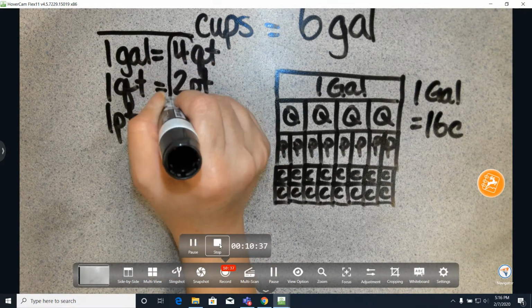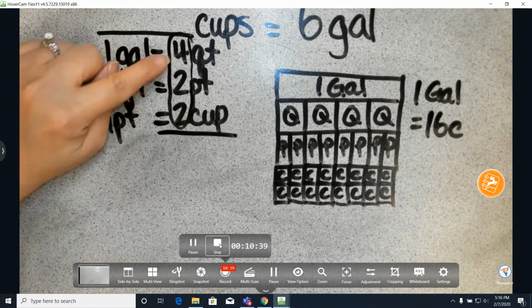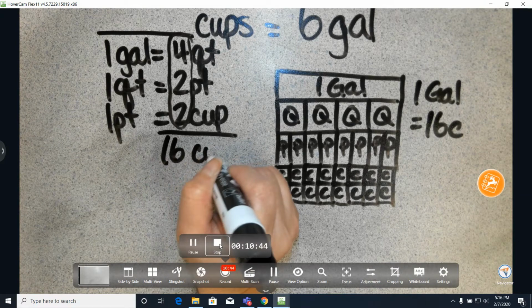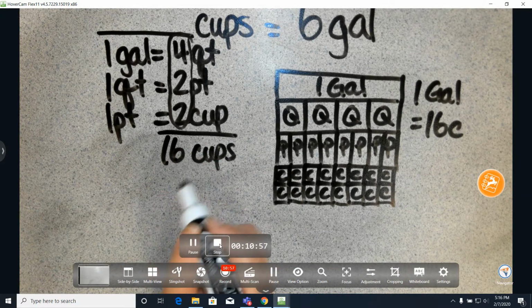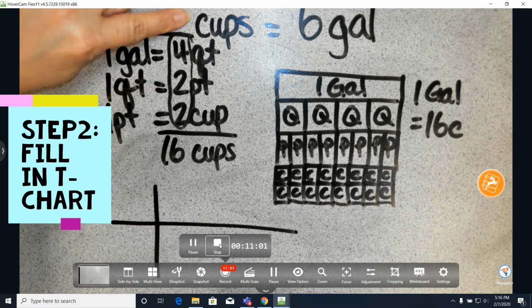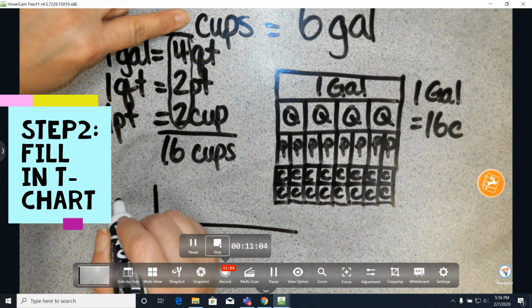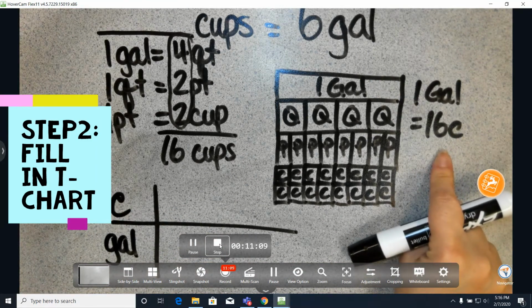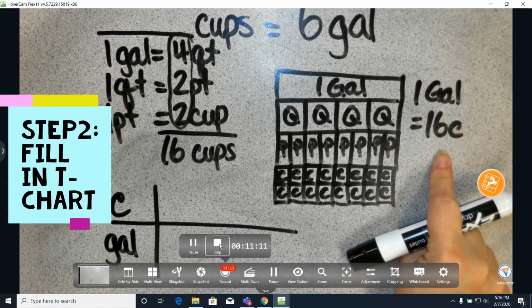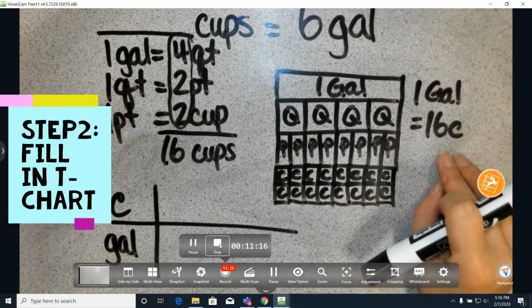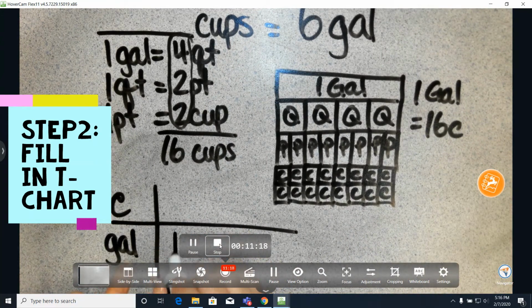Try to multiply all these numbers in here. 4 times 2 is 8. 8 times 2 is 16 cups. Okay? Now I can use this information and I can put them in a chart. Again, my question is talking about cups and gallons, so I'm going to put it up here, cups and gallons. And this is the information I need to put in because I have condensed these 3 steps into the one right here. Okay, so it's telling me that 1 gallon actually equals 16 cups.